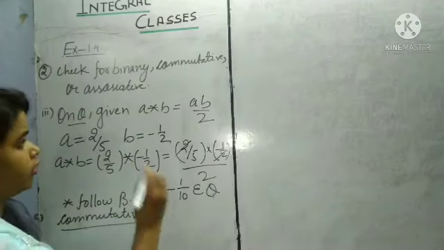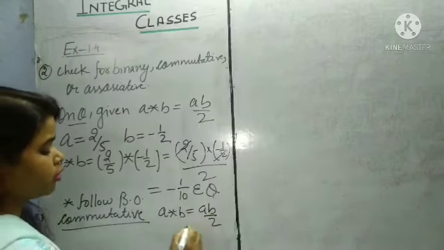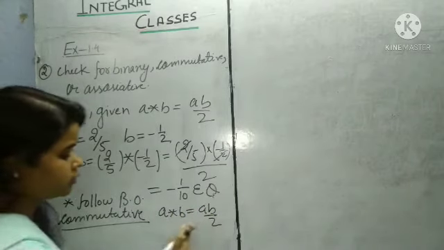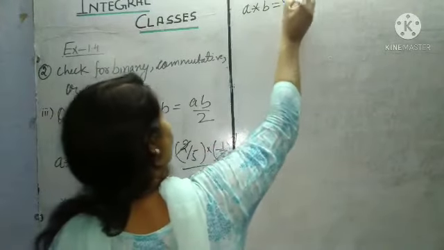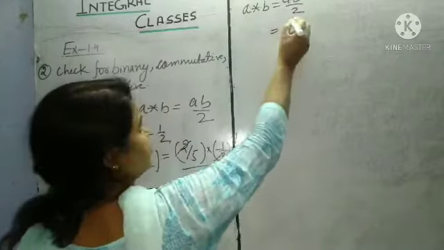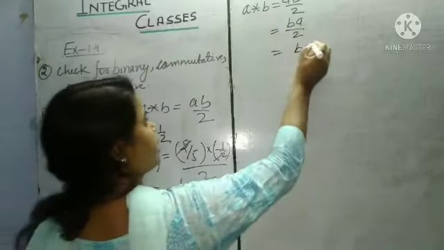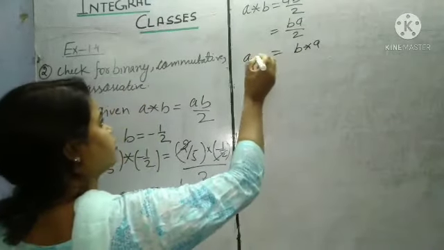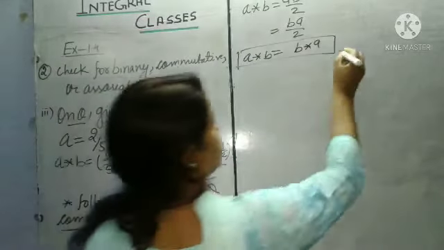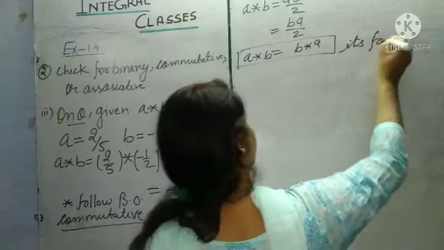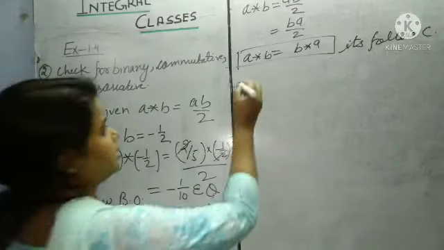Now for commutative, as we know that A star B equals AB by 2. Again, A star B equals AB by 2. Now we will write here AB by 2, BA by 2, and BA by 2 is what? B star A. So it follows commutativity. Now for associativity.